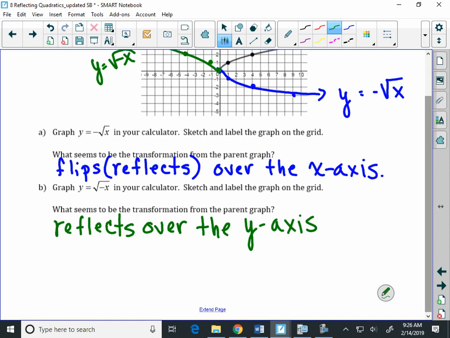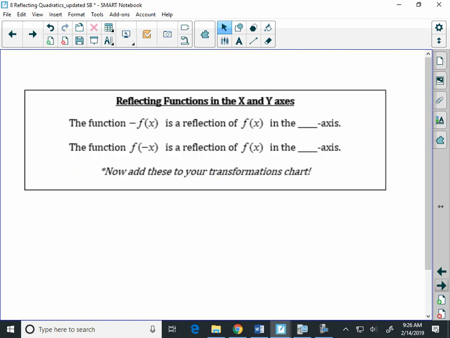What we want to do is take a look at what's causing us to reflect over the x-axis and what's causing us to reflect over the y-axis. So if we look down here at our table, when the negative is in front of the function, so the function negative f of x, it is a reflection over the x-axis, and when the negative is inside the function, so it's f of negative x, it is a reflection over the y-axis.